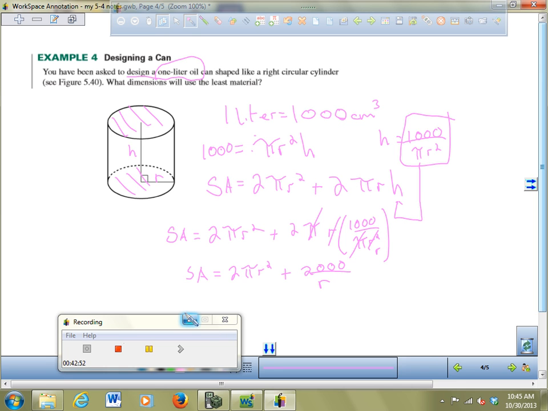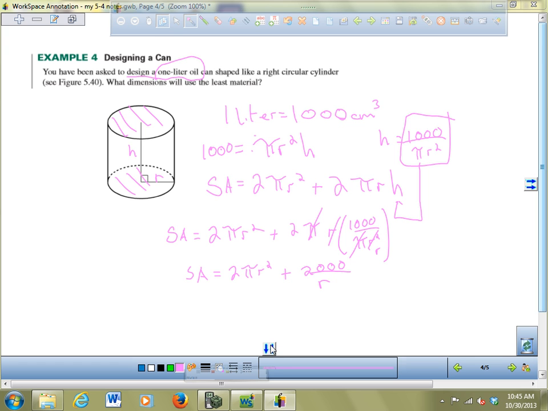And what you're trying to do is minimize the surface area. Because maybe you're an engineer and you want to eliminate the costs of your product that will hold the same amount, right? So if you're out building oil containers or rocket ships or something like that, you want to use the least amount of material possible, okay? So then I want to minimize that, so what do I need to do?